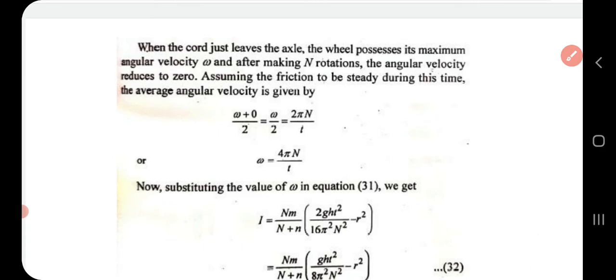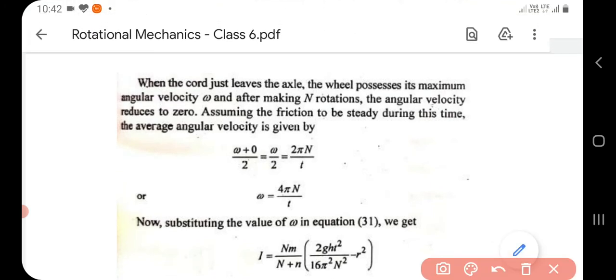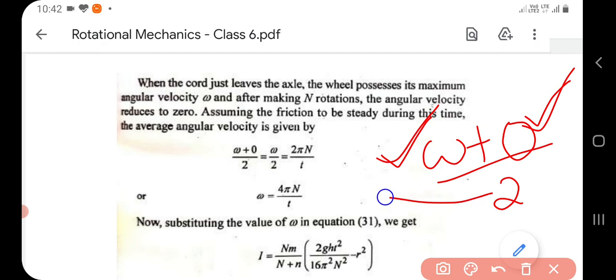Now when the cord just leaves the axle, that is, when the cord falls to the ground along with the mass, the wheel will possess its maximum angular velocity omega, and after making n rotations, the angular velocity will reduce to 0. Assuming friction to be steady during this time, the average angular velocity is given as follows. When the wheel starts rotating, it will have an angular velocity, let it be omega. When the wheel stops rotating, its angular velocity will be 0. So this is its initial velocity and this is its final velocity. The average velocity is obtained by adding these two and dividing by 2, that is, omega plus 0 by 2.